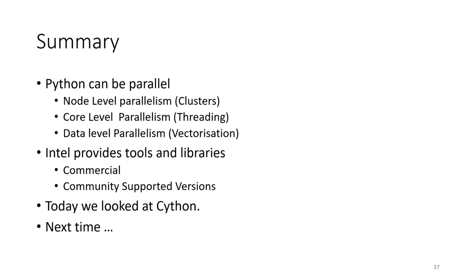So you have a choice of using the commercial version. If you want to use the Intel compiler, you have to get the commercial version anyway. If you need support, you get the commercial, but also parts of those tools are available as a community supported version. So we looked at Cython. Next time, we'll look at some other techniques for making code parallel.